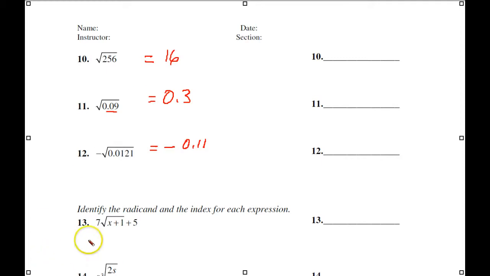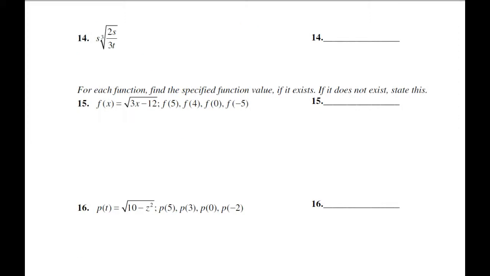All right, going down to number 13, it says identify the radicand. Well, the radicand is just what is under the radical sign. And the index number, since one is not written, is a 2. Now for number 14, the radicand is what is under the radical sign. So it's this and this. And the index number is 3.